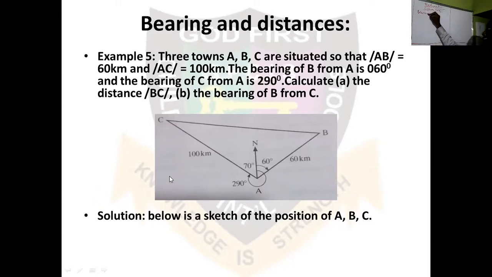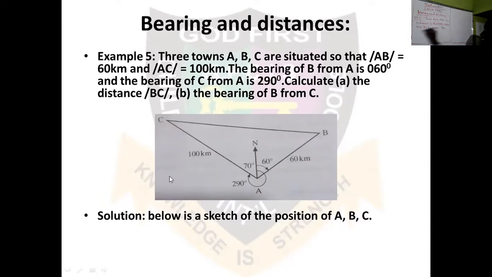Bearing and distance. So the question is example 5. Three towns A, B, C are situated so that AB is equal to 60 kilometers and AC is equal to 100 kilometers.